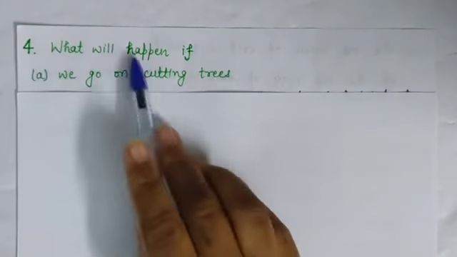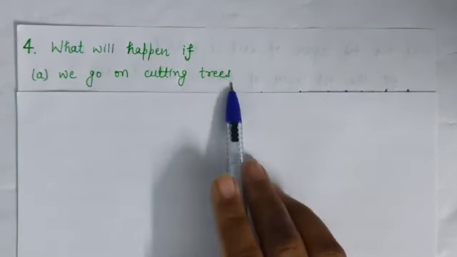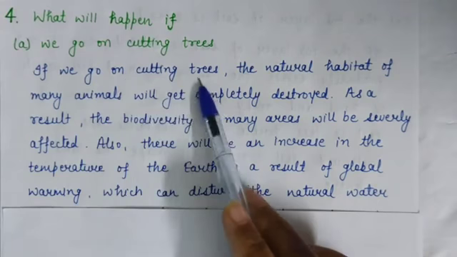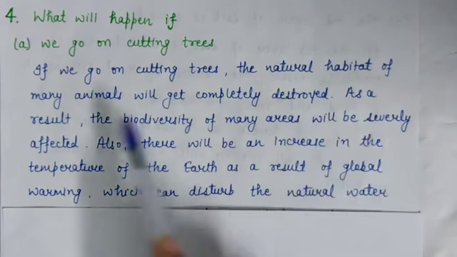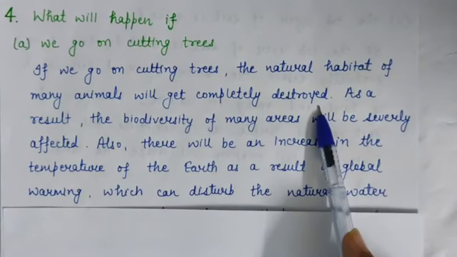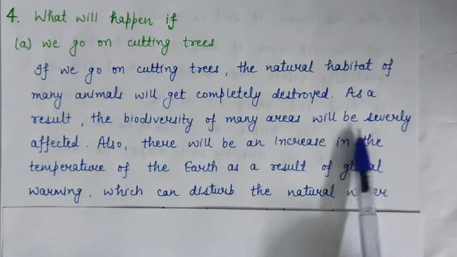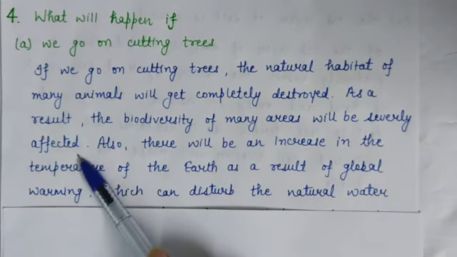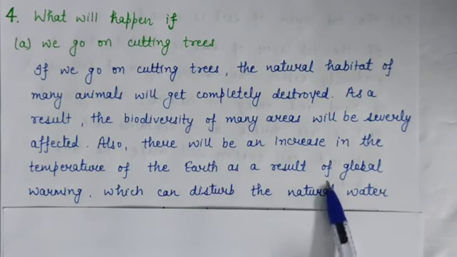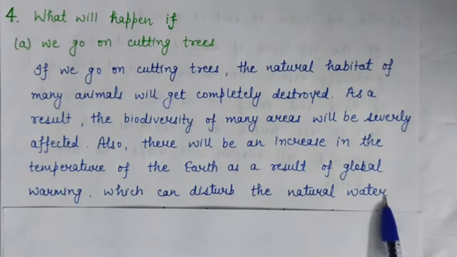Now question number 4 is, what will happen if we go on cutting trees? So the answer is, if we go on cutting trees, the natural habitat of many animals will get completely destroyed. As a result, the biodiversity of many areas will be severely affected. Also, there will be an increase in the temperature of the earth as a result of global warming, which can disturb the natural water cycle.